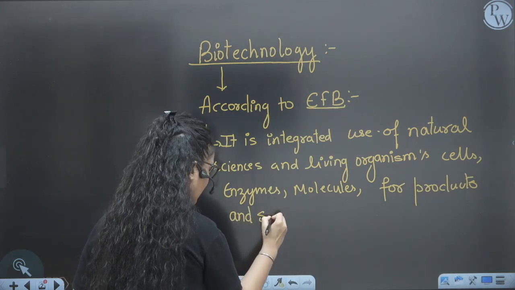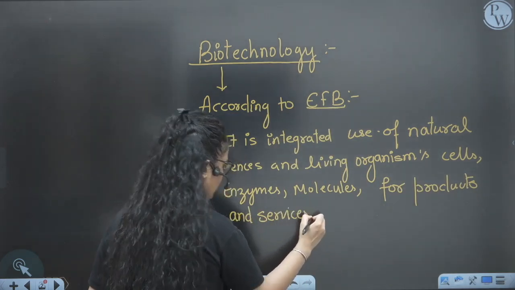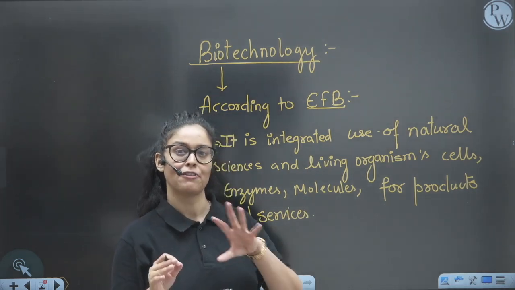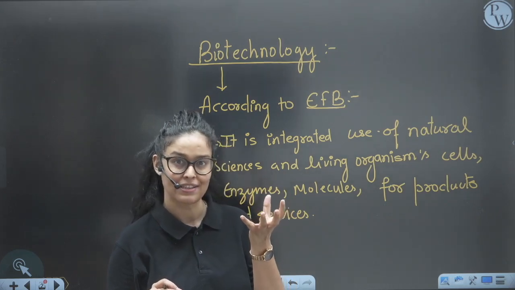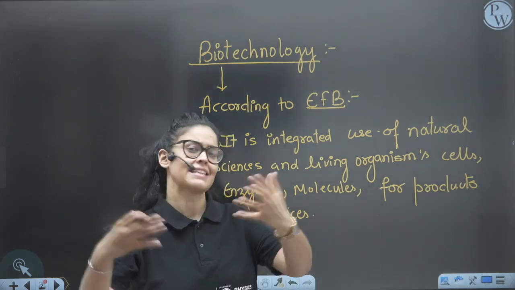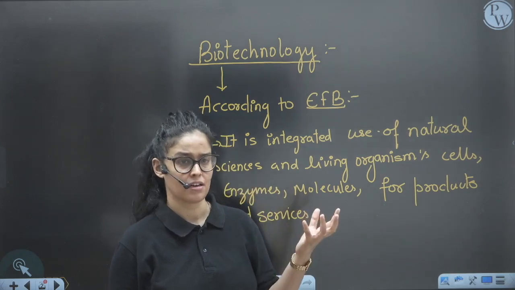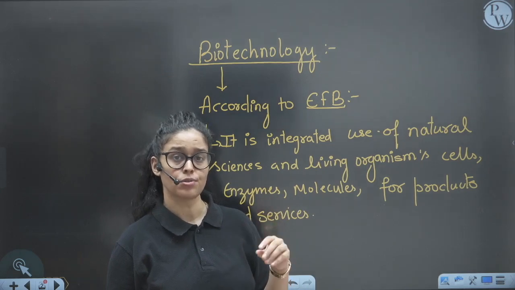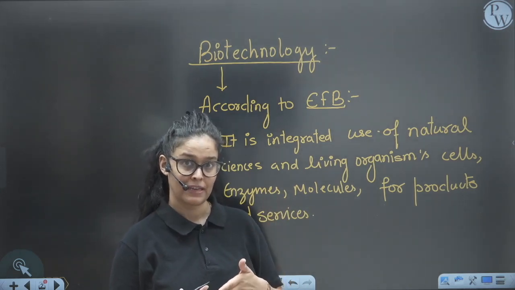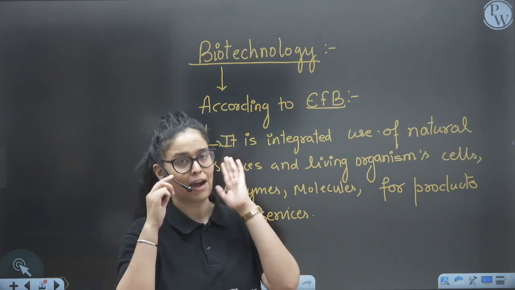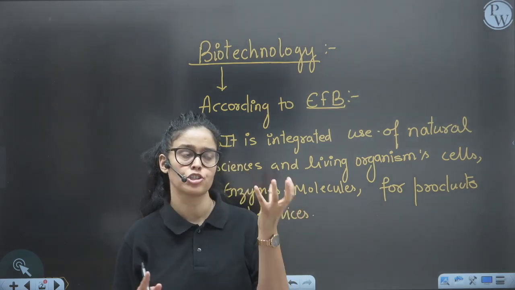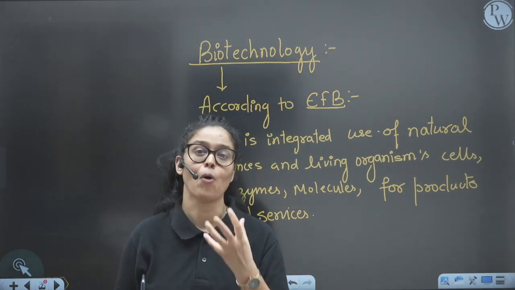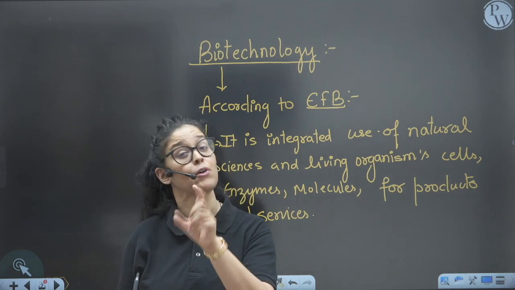I'm sure you have done the chapter known as Microbes in Human Welfare. In Microbes in Human Welfare, we are using microorganisms to get the product and selling it in the market, like in the bakery and in the beverage industry. So we are using them for various purposes. That is the part of traditional biotechnology. Traditional biotechnology means we are using the microorganism in order to obtain the product. But in modern biotechnology, we are just playing with their genes.